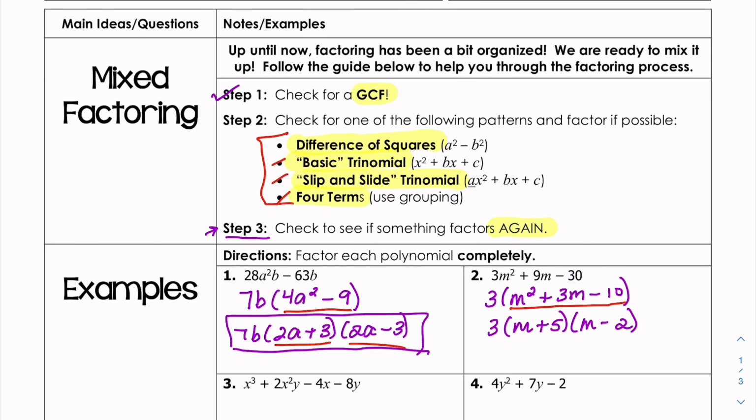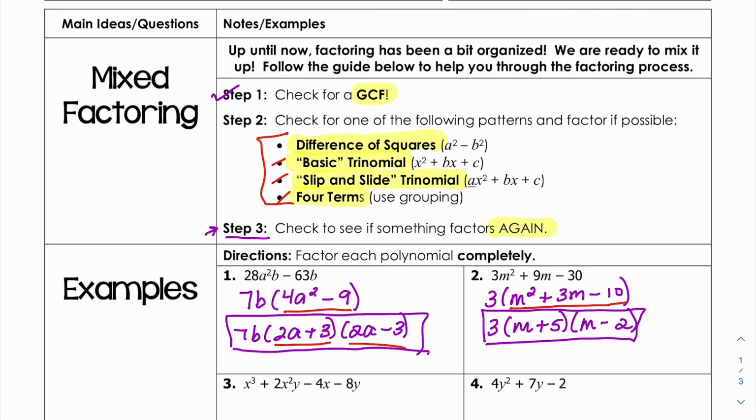And taking a look at that answer, you have to just make sure, do either of those factor again? And neither one of them are any of our special cases. So this one is done. Our answer is 3, then times m plus 5 and m minus 2.